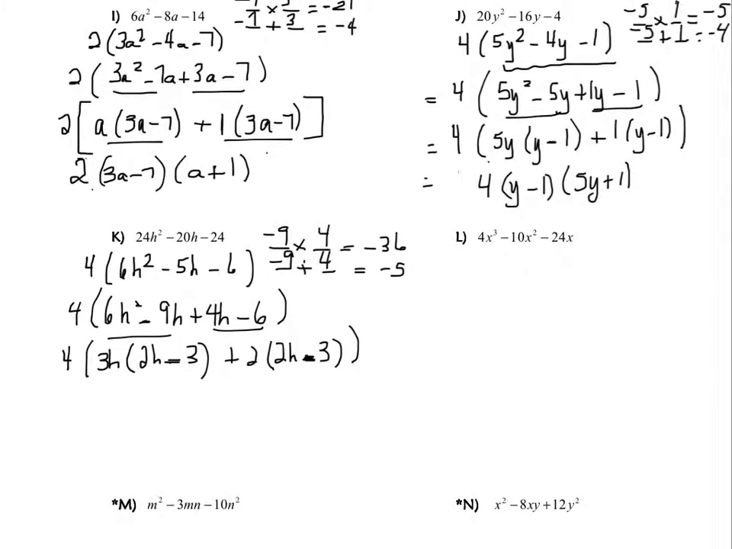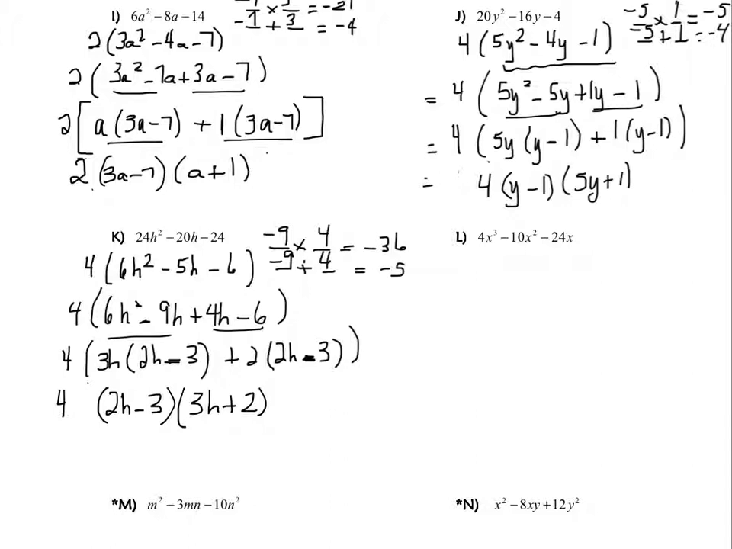So if we look at this now, again, we got 4 outside of, so we've got 2h minus 3 outside of 3h plus 2. And again, I don't need that extra bracket anymore. So there's my factors.